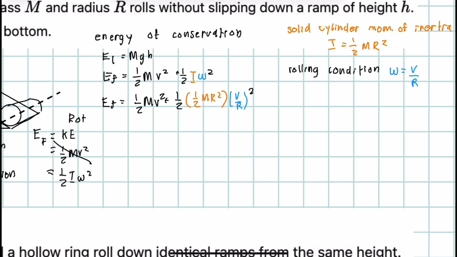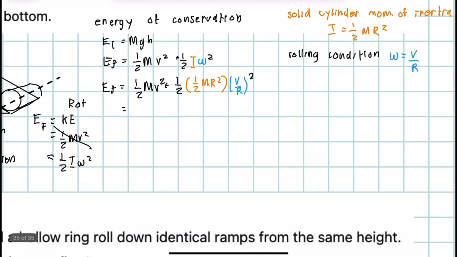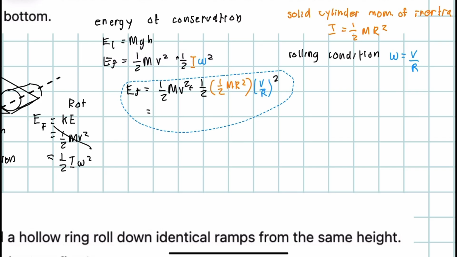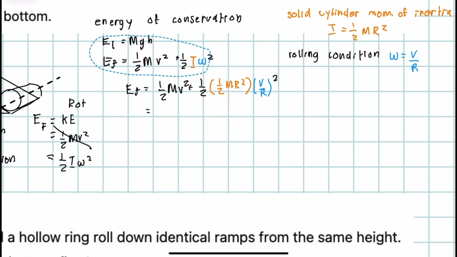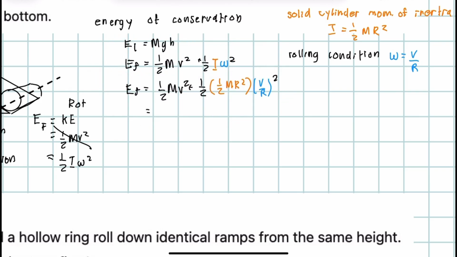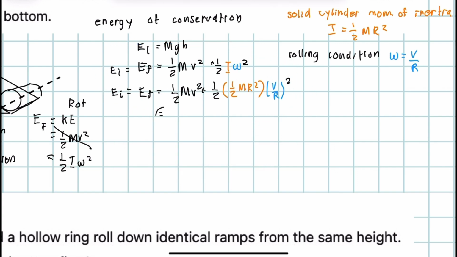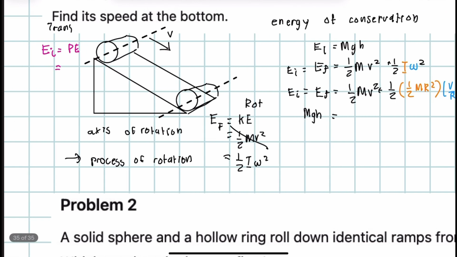Now, just doing some simple algebra, we know that E final is equal to E initial, right? Let's move this over here to make this look a little neater. We know that was all the E final. So that means the initial was just potential energy.